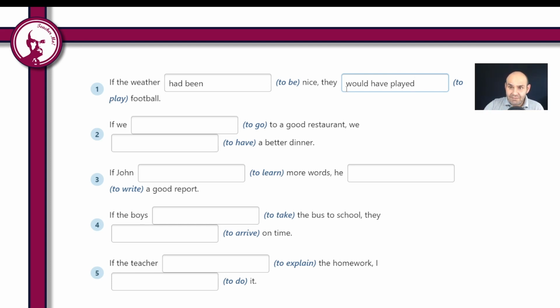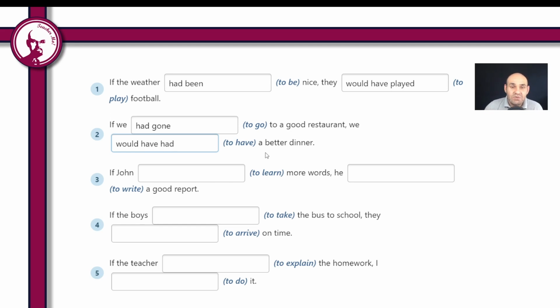We are talking about the past. If the weather had been nice. In reality, the weather was not nice. But if the weather had been nice, they would have played football. If we, so, had plus past participle form of the verb. What is the past participle form of the verb go? Okay, gone. So, if we had gone to a good restaurant, we would have had a better dinner.